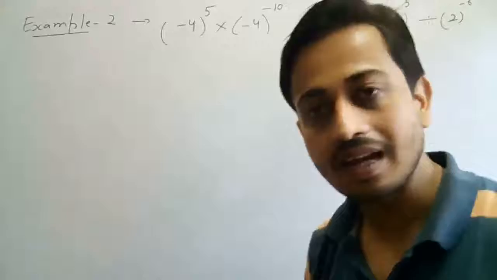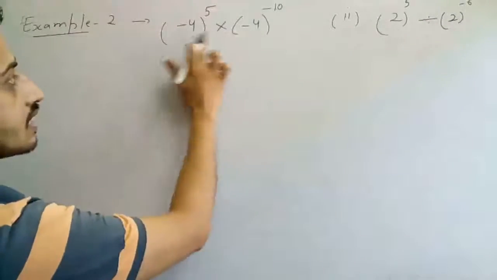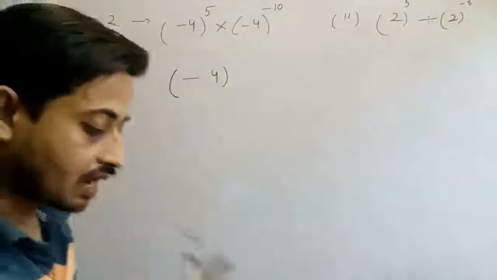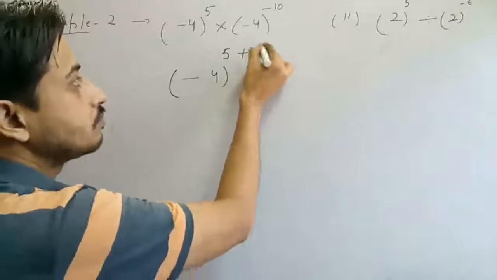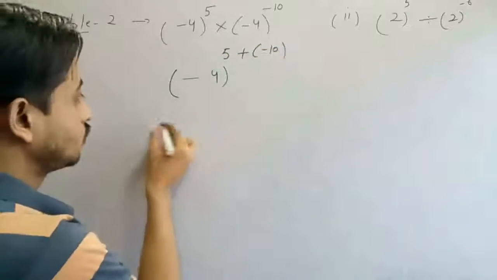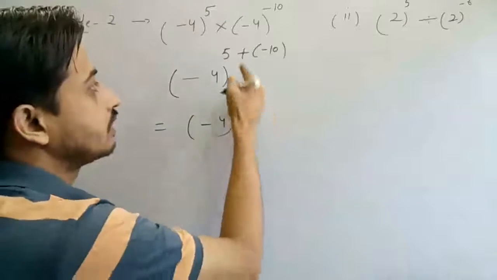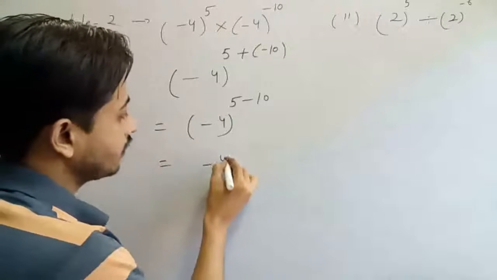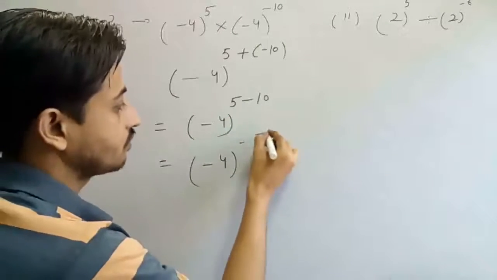To apply it, it's very simple. These exponents are the same, so you have to write the exponent as it is and the powers will be added. So 5 added with minus 10. So to solve this: minus 4 raised to the power 5 plus minus 10. So we get minus 4 raised to the power 5 minus 10, we get minus 5.